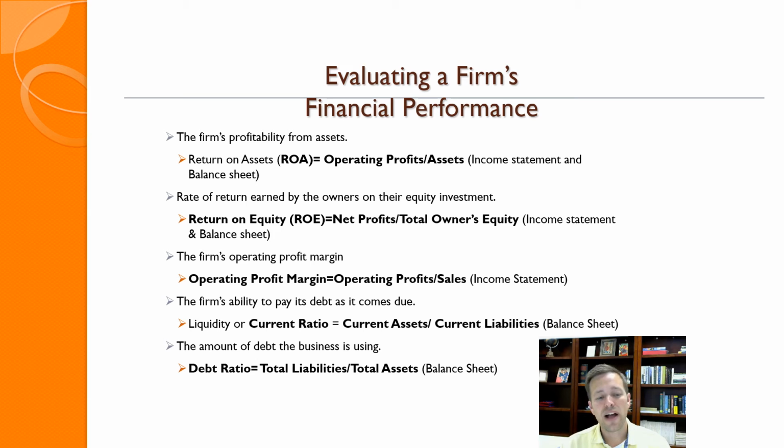All right, and then finally, debt ratio. Debt ratio is going to be total liabilities divided by total assets. Obviously, the higher your liabilities are compared to your assets, the more risk you're in. All right, the biggest, technically, that your debt ratio can be is 1.